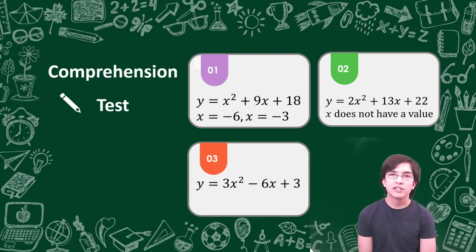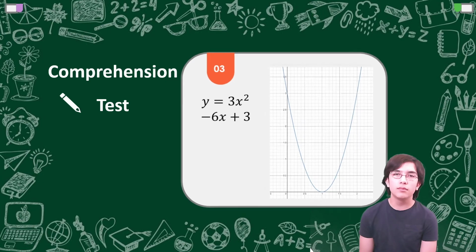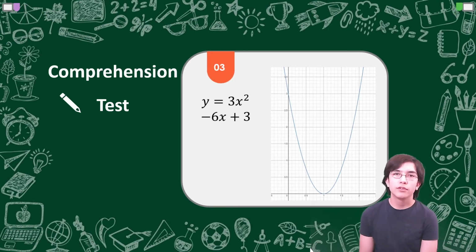And last question, draw the graph and find the solutions of y equals 3x squared minus 6x plus 3. The graph you've drawn should look like this, and the solution should be 1. It only hits the x-axis once.